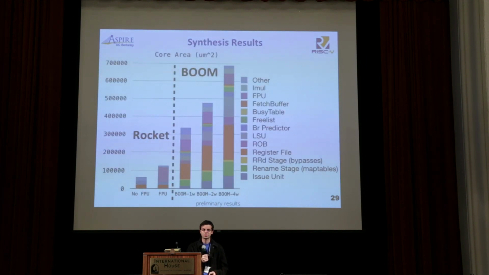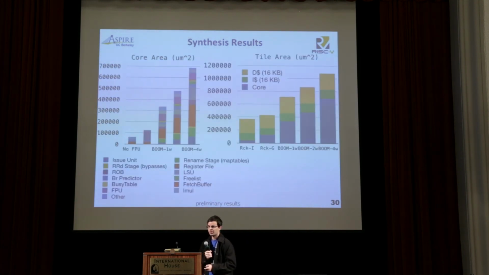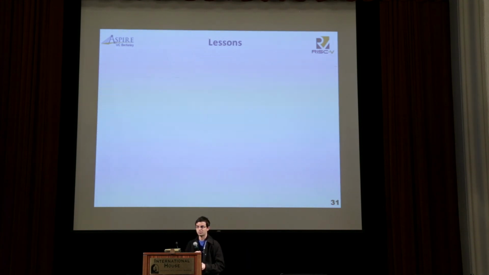And again, we can do some really cool things with Boom. We can get synthesis results. So here's Rocket with no FPU. Here's Rocket with an FPU. We can see what the costs are as we scale Boom up to hit different design points. If we look at caches, it turns out the difference of a floating point unit is kind of in the noise once you add caches into this, at least for Rocket. So we can do some pretty cool stuff with this.